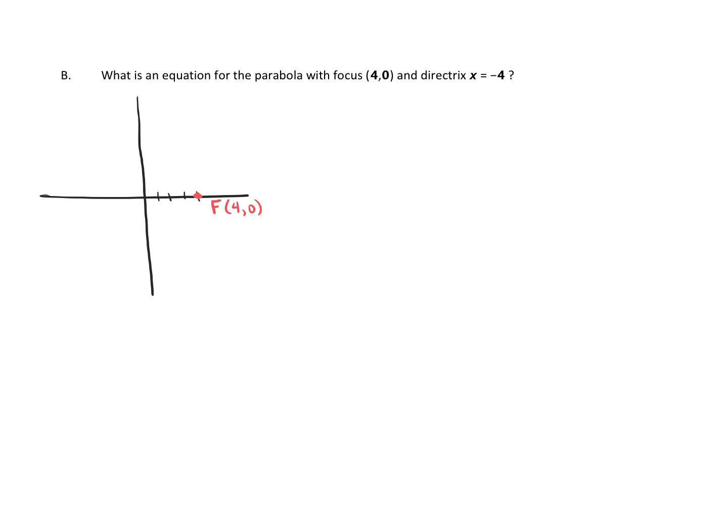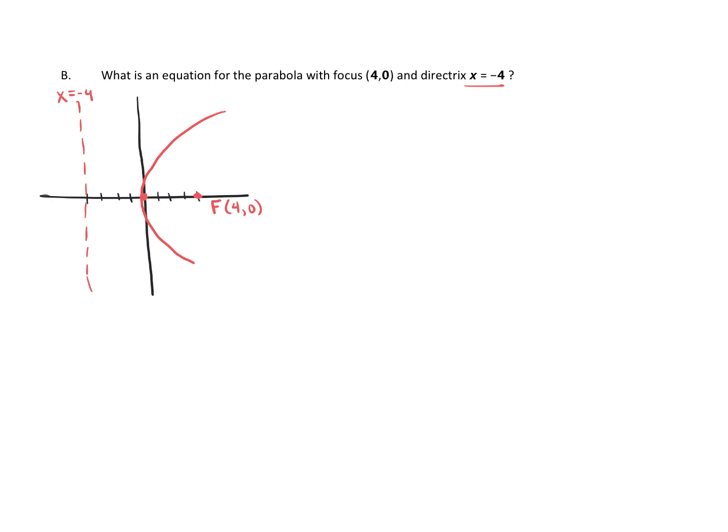The directrix, now when this says x equals -4, that's a vertical line. So we're going to go 1, 2, 3, 4 to the negative side. We're going to draw in our directrix, x equals -4. And this parabola, the vertex will be halfway in between those. There's your vertex at (0, 0). And the parabola is actually going to open to the right.